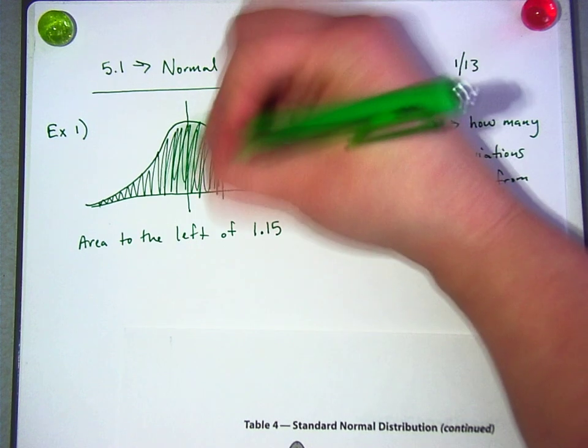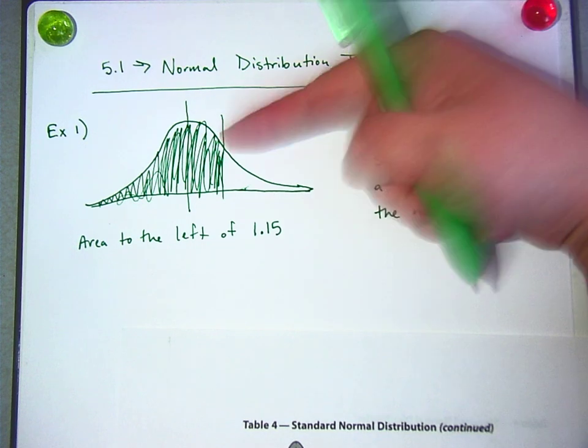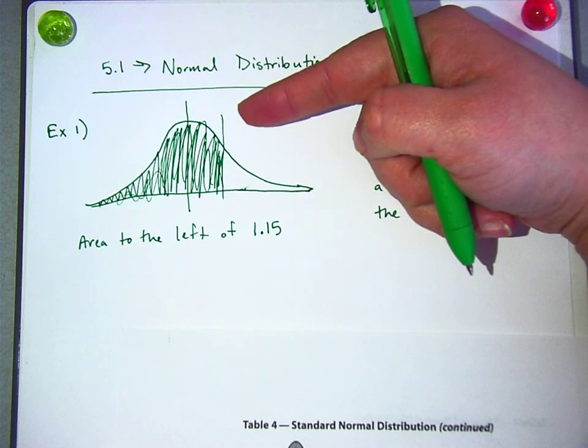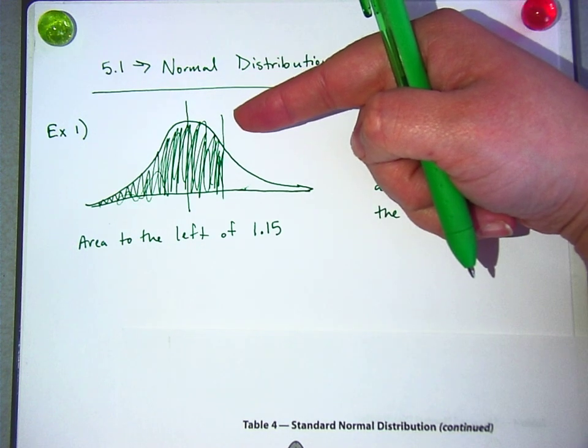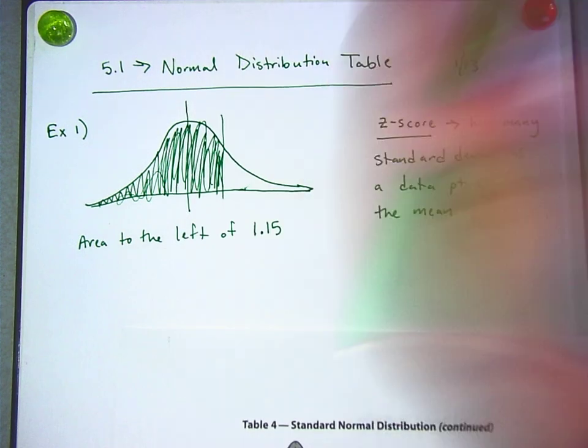Somebody want to just take a guess on what that area would be? Just a reasonable guess. 75%. That seem reasonable to you guys? Less than 50, that'd be wrong, right? Because 50 is right in the middle. Everybody understand? So it's definitely more than that.